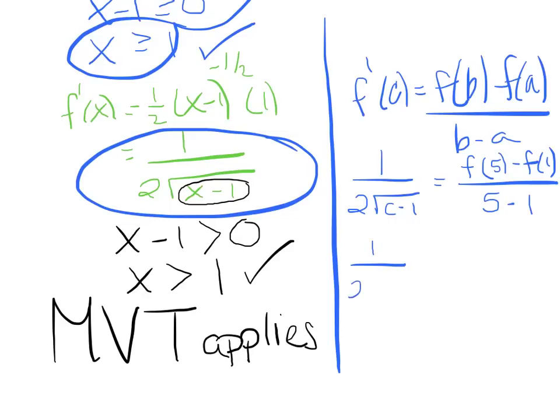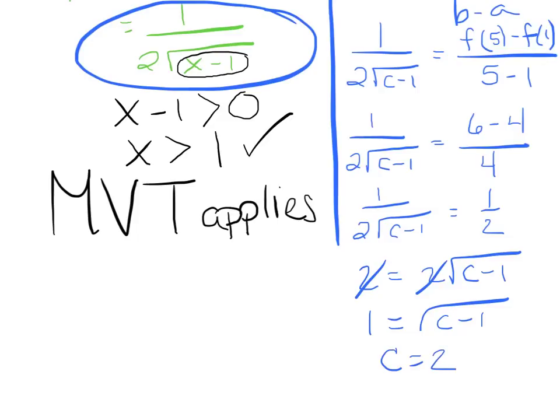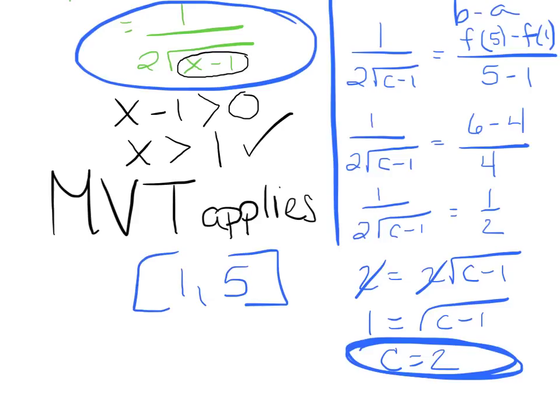So as I continue to clean it up, if I evaluate f of 5, I believe I get 6 minus 4. So I've got 1 over 2 square root of c minus 1 equals 2/4 reduced to 1/2. I'm going to go ahead and quickly cross multiply and solve for c. So 2 equals 2 square root of c minus 1, divide out the 2, and I get c equals 2. Now just make sure that this answer falls between your interval, which was 1 to 5. And there you go. We found the one place where you can draw a tangent line that is parallel to the secant line, and that is when c equals 2.